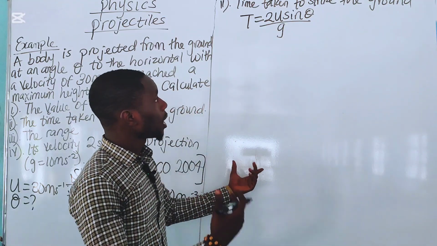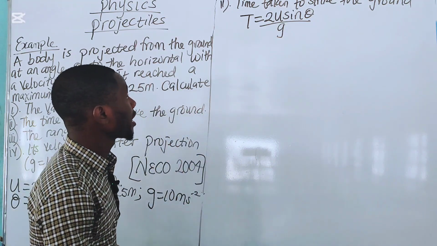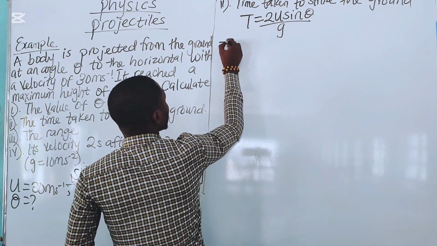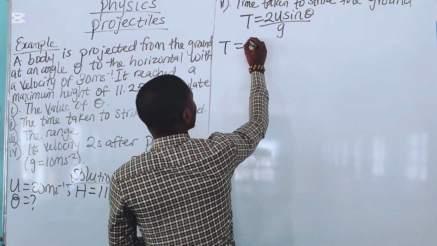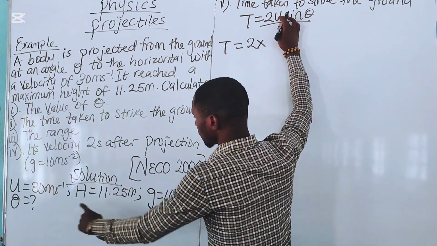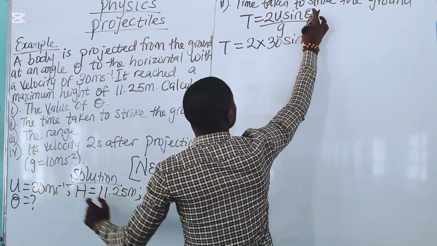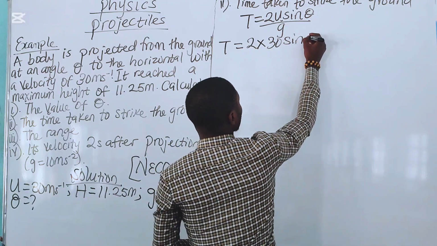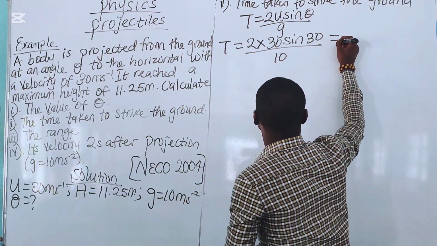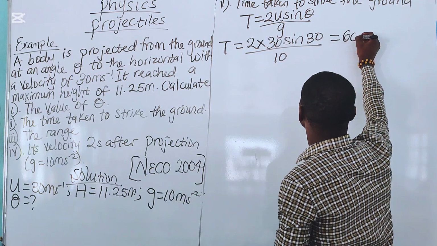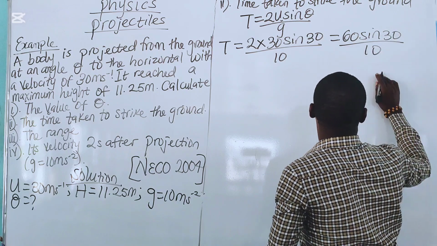Okay, so we have already derived the equation from our first video. Please check the first video for the derivation. So our time taken t becomes, let's substitute our values. So we have 2 times u, which is the initial velocity, 30, multiplied by sine theta. We've calculated theta already to be 30 degrees, divided by g, which is 10. So that will give us 2 times 30, which is 60, sine 30 over 10.